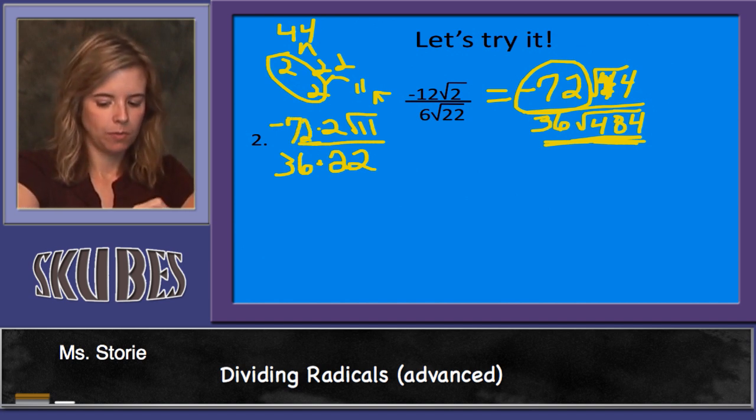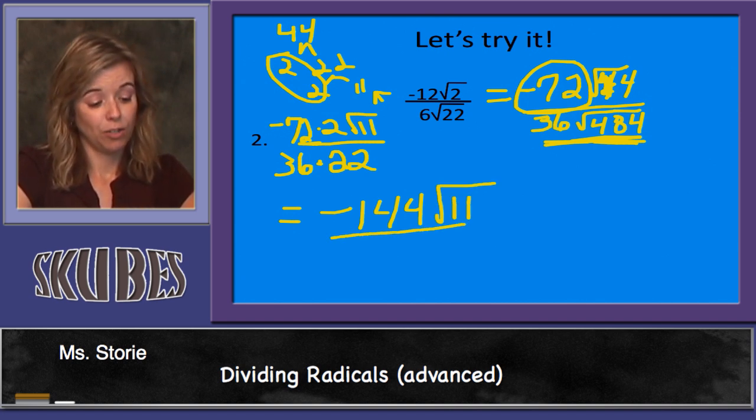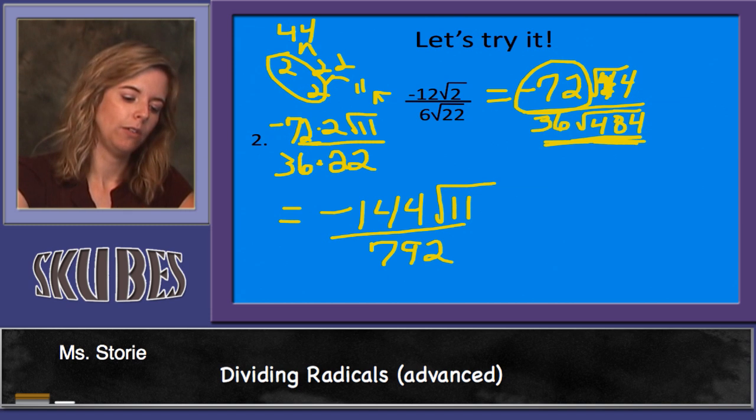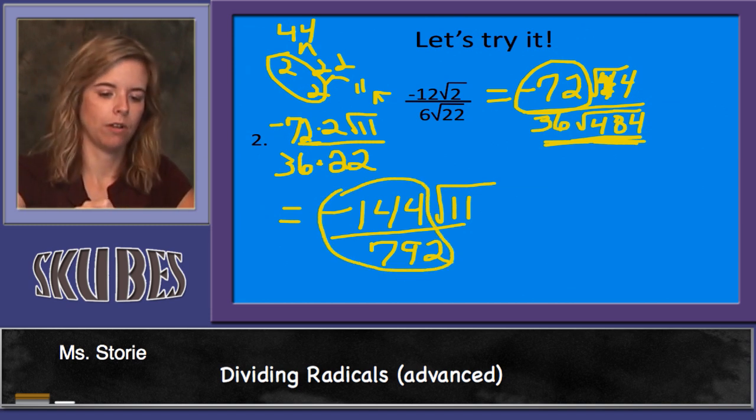So let's go ahead and do that. If we multiply negative 72 times 2, we're going to get a negative 144 radical 11, and that's all going to be over a very big number, which is 792. So far, so good. However, we can reduce right there. We need to go ahead and reduce that one.